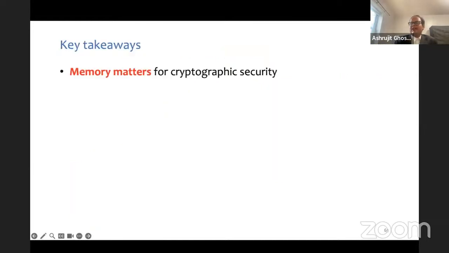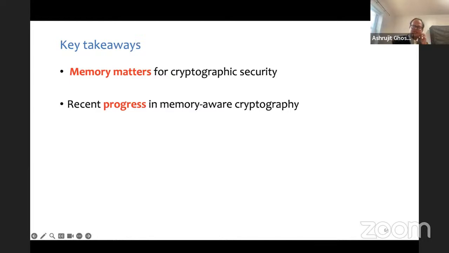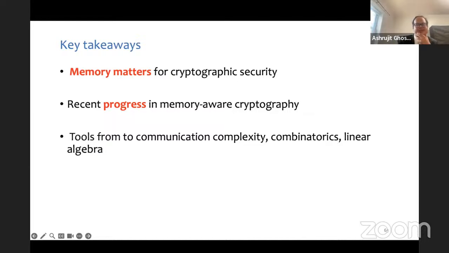So the key takeaway from this line of work is that memory matters in cryptography. It should not be ignored. Only recently, there's been an effort to look at cryptographic reductions from a memory point of view. And this area uses technical tools from various areas like communication complexity to linear algebra, etc.